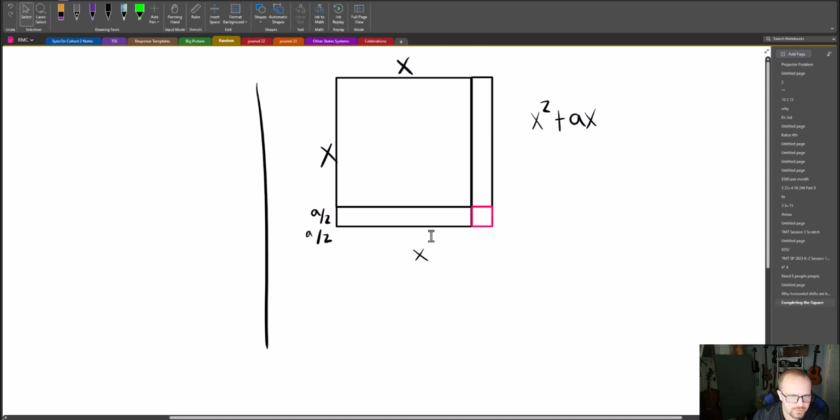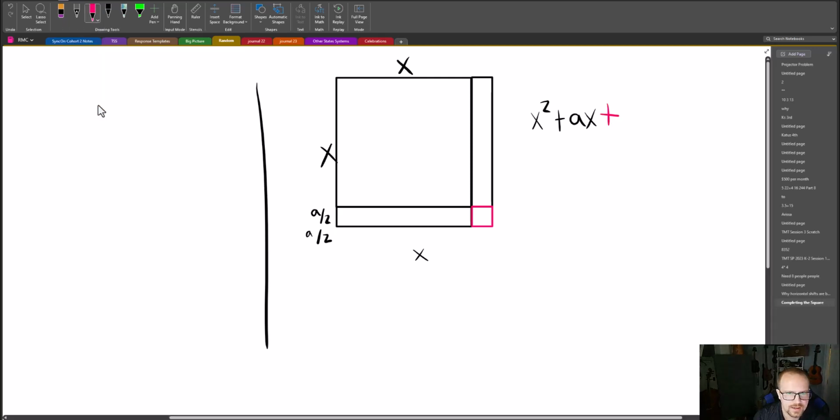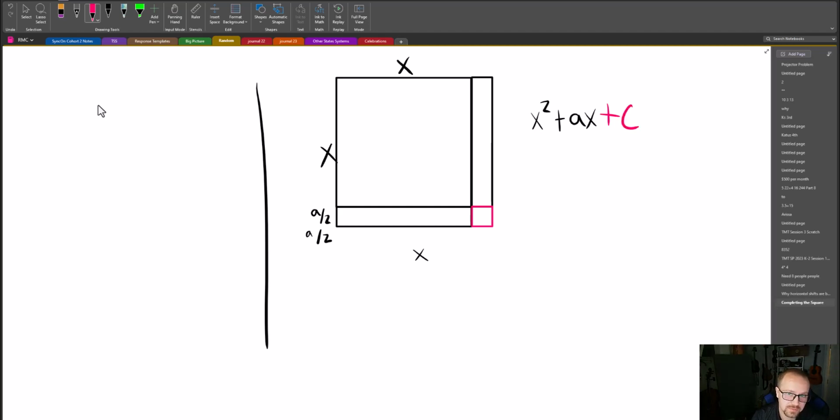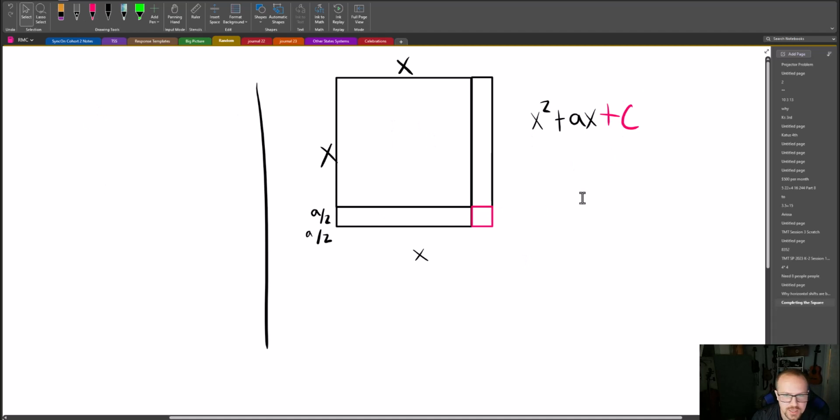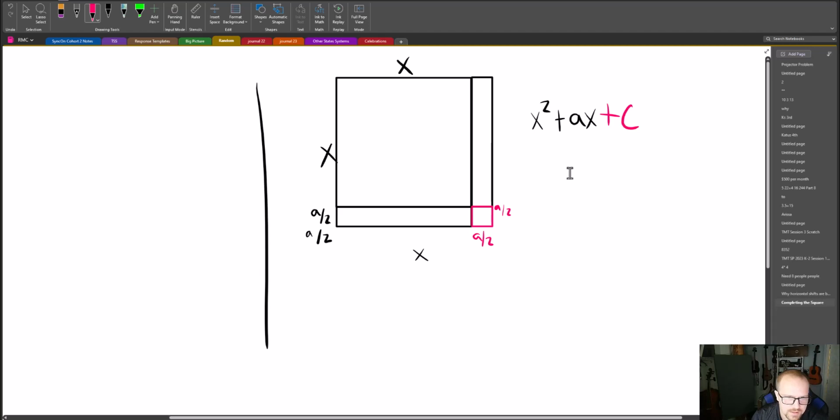So far, what did we do? This expression didn't change, except there's a little pink chunk. Right here, plus some chunk. We could call it C, for example. We're missing this little chunk. So what is C though? We know the values because this is a over 2 and this is a over 2. So the C chunk is not just C, it's a over 2 squared. So let's write that. It's a over 2 squared.